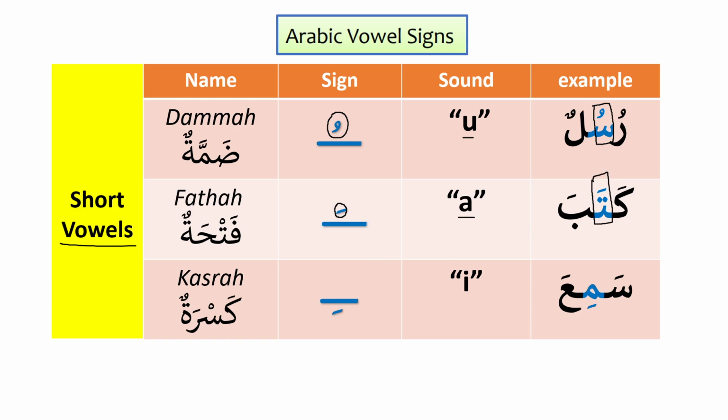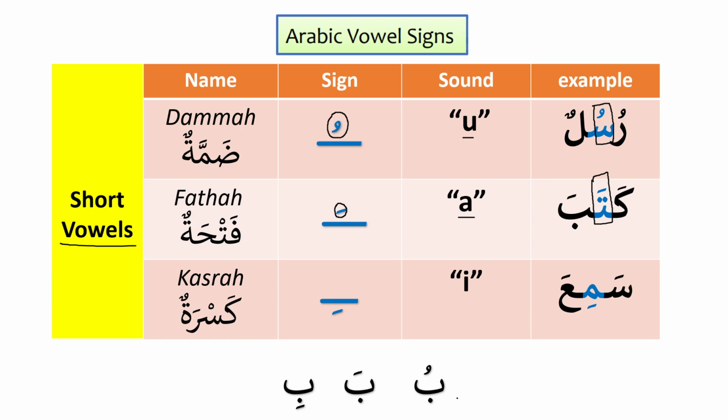And then we have Kasra, a small strike under the letter or the harf, and it's called Kasratun, and it has the E sound, as in Sami'a. So please focus on these three: Rusulun, Kataba, and Sami'a. So we have the basic sounds: U, A, and E, as we can see here.